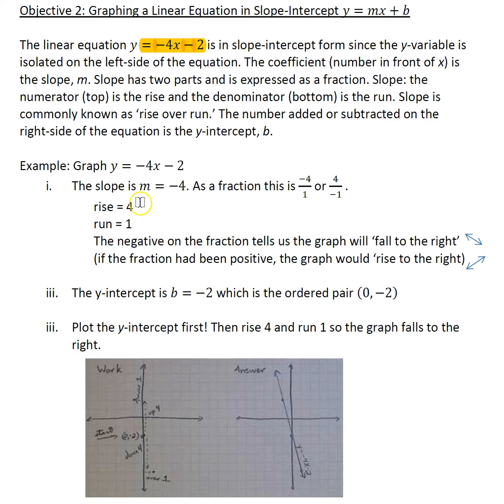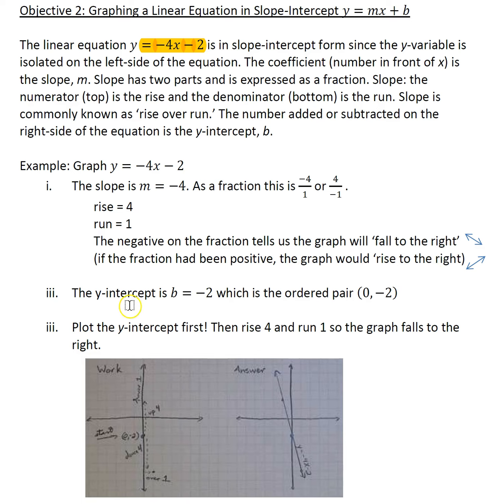Okay. So down below, you'll see that I wrote the rise equals 4 and the run equals 1, and I haven't paid attention to the negative. That's because the negative actually tells us the direction the graph is going to be. In this case, the negative on the fraction tells us the graph will fall to the right. So as you're graphing, it falls down to the right. When you encounter a different type of fraction, if the fraction is positive, then the graph would rise to the right. Okay, so I've identified different pieces of my slope.